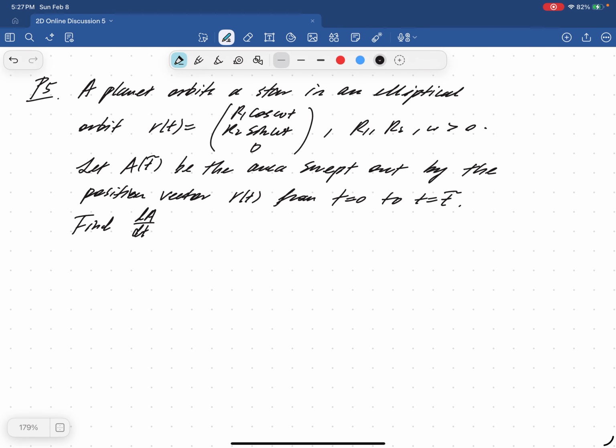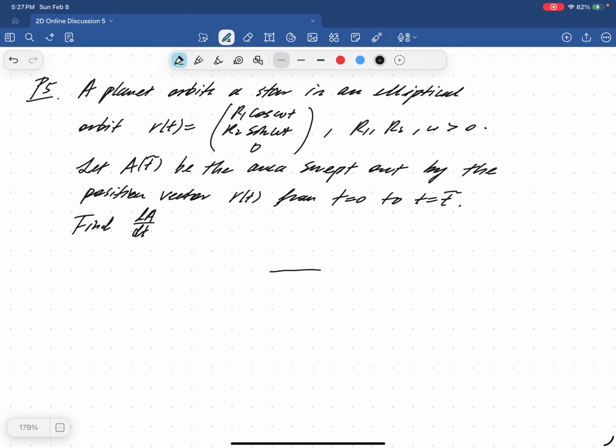Let's consider a planet orbiting a star at the origin, with an orbit given by this ellipse, r(t) = (R1 cos ωt, R2 sin ωt, 0), where R1, R2, and ω are positive real numbers. Let A(t̃) be the area swept out by the position vector r(t) from t = 0 to t = t̃.